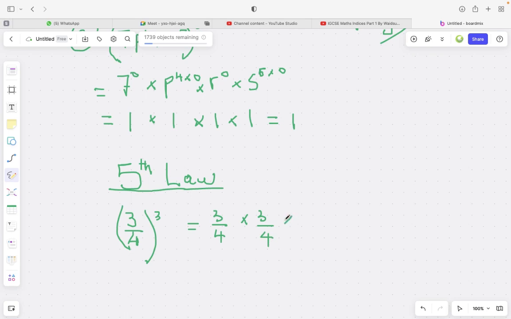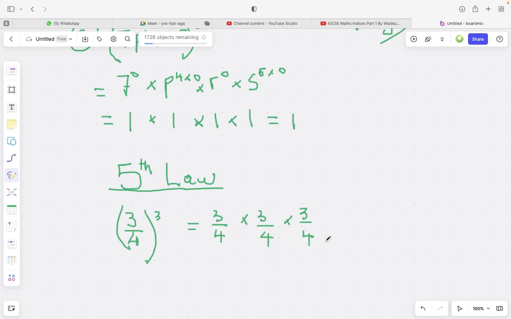So look at it, 3 over 4 times 3 over 4 times 3 over 4. That's what it means. If you say 3 over 4 to the power of 3, you mean 3 over 4 times 3 over 4 times 3 over 4. What you're saying is that you can multiply the numerator first. You can say 3 times 3 times 3 all over, you draw one long division line, and then you say all over 4 times 4 times 4. So it's the same thing.